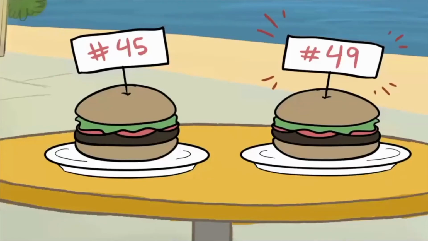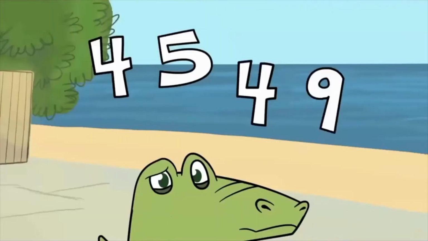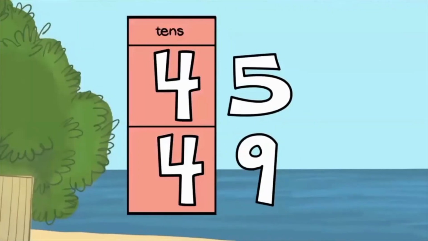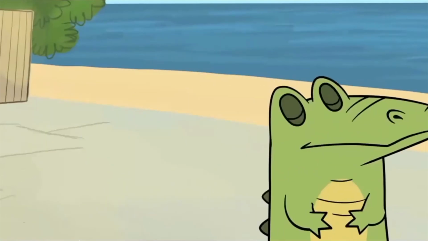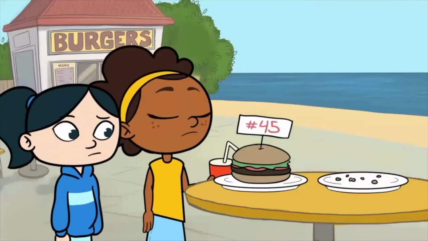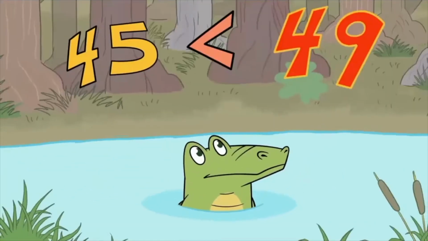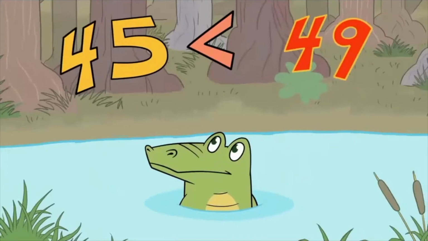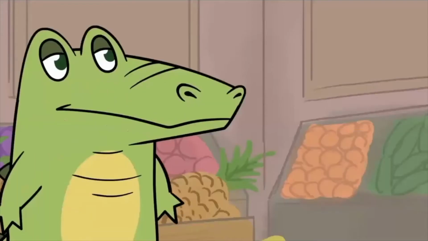45 and 49. The gator needs the greater value on the number line. He looks at the place values from left to right. Nine's the greatest ones place, so he takes a big bite. The hungry alligator eats the number that's greater. The number that is least is never part of his feast.